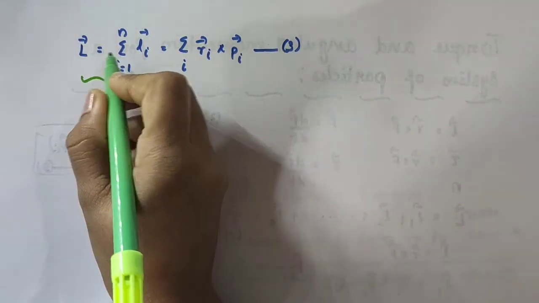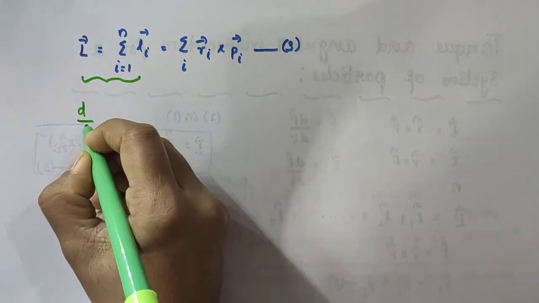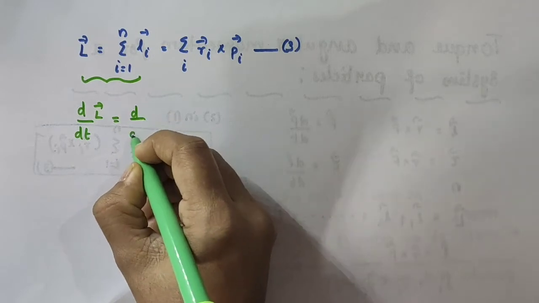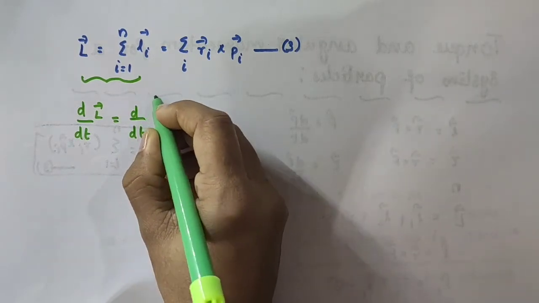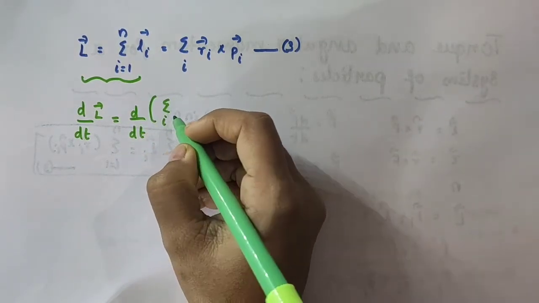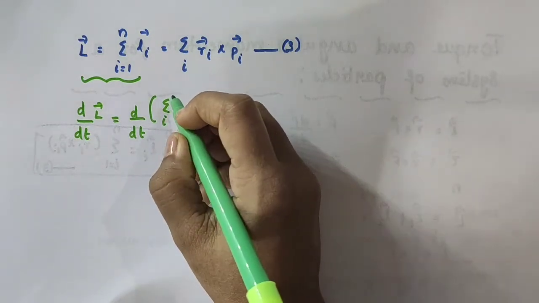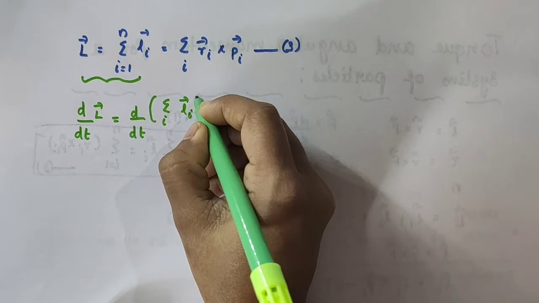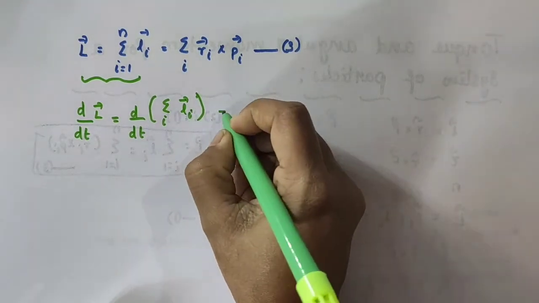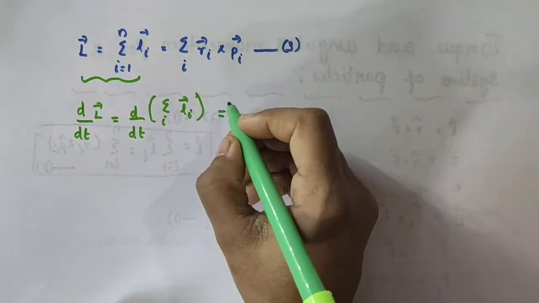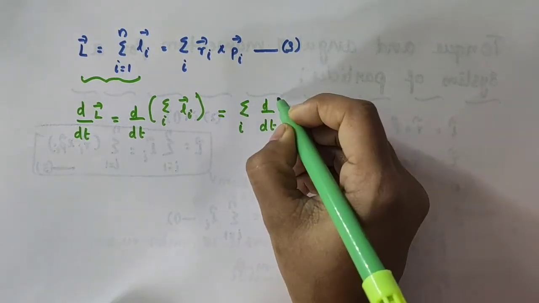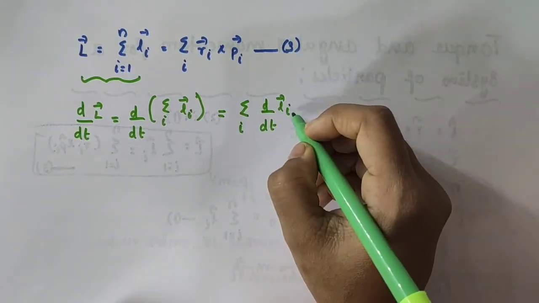So, when we differentiate this equation with respect to time, we can write d by dt of vector L is equal to d by dt of summation over i equal to 1 to n vector Li. Now, the summation over i can be taken outside. So, summation over i d by dt of vector Li.